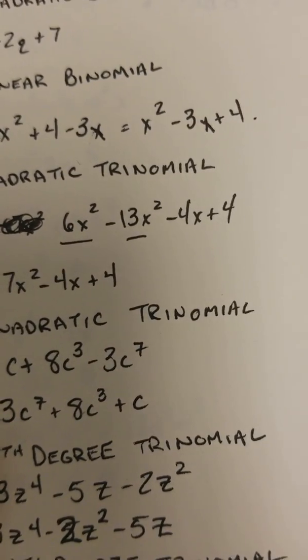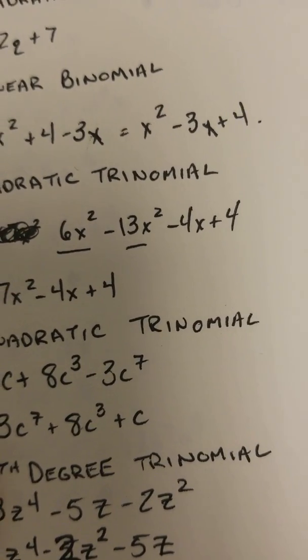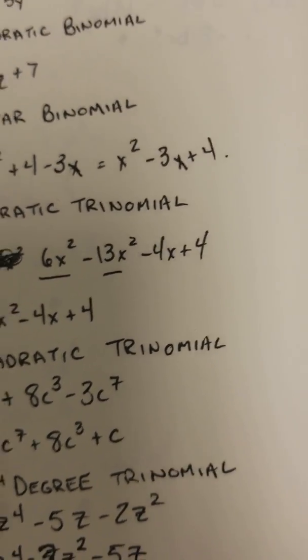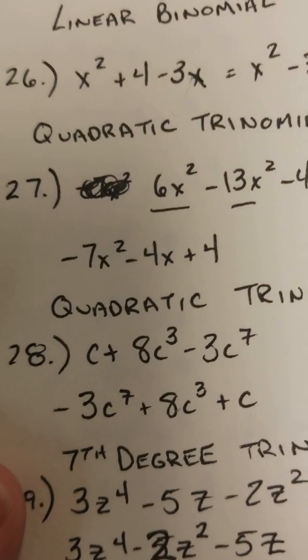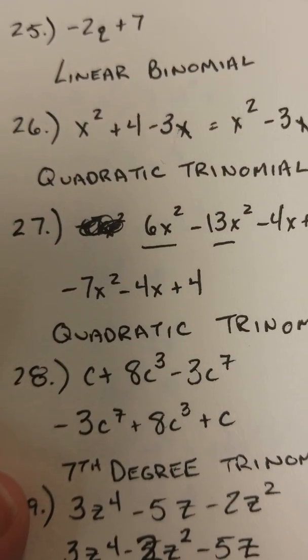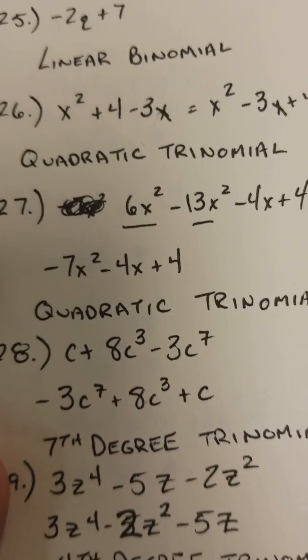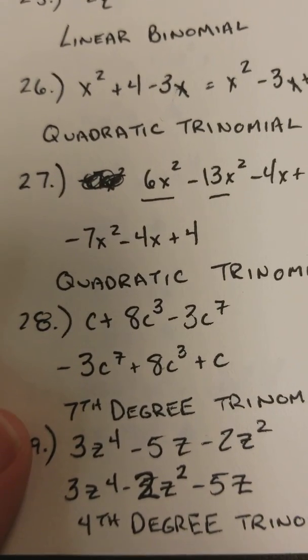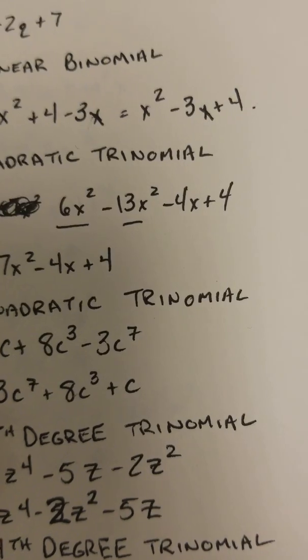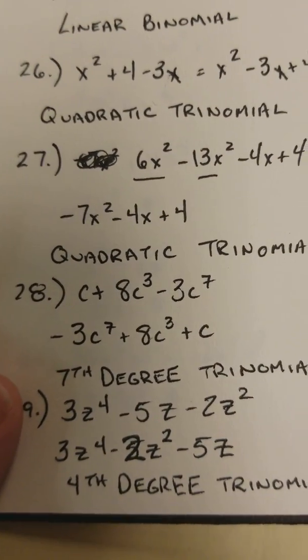Number 27, I have 6x squared minus 13x squared minus 4x plus 4. I see 2 like terms, so I'm going to subtract. I'm going to get negative 7x squared minus 4x plus 4. Because that's to the second power, I know it's a quadratic. And there are 3 parts to it, so I know it's a trinomial.